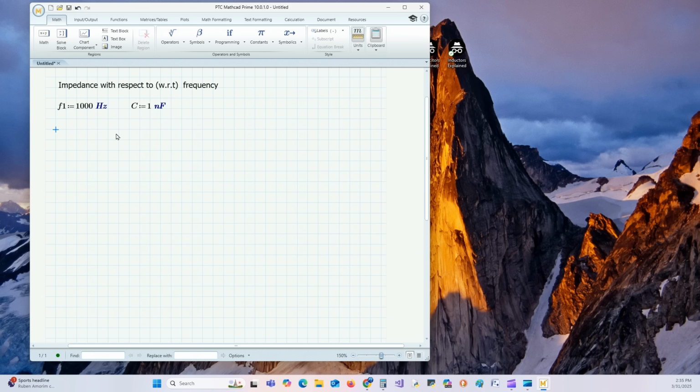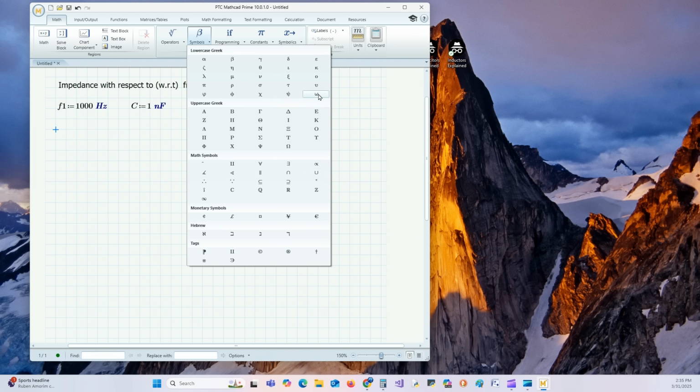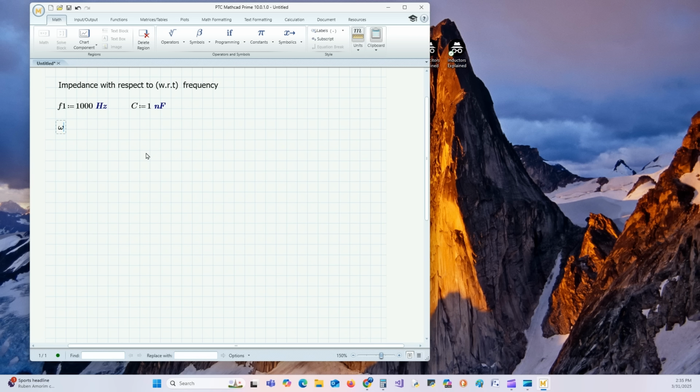We want the frequency to be in radians, and we know that omega, little omega, equals the radian equivalent of the frequency. So to convert the frequency to radians, you take 2 times pi, come up here to the constant, get pi, times F1. And that'll be your frequency in radians.